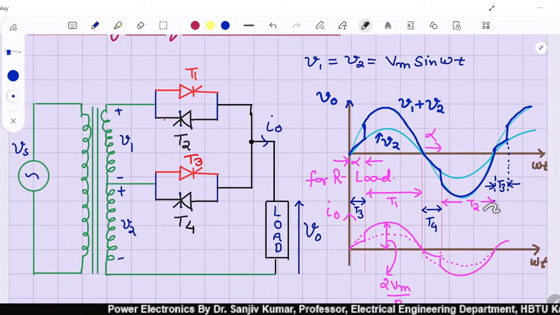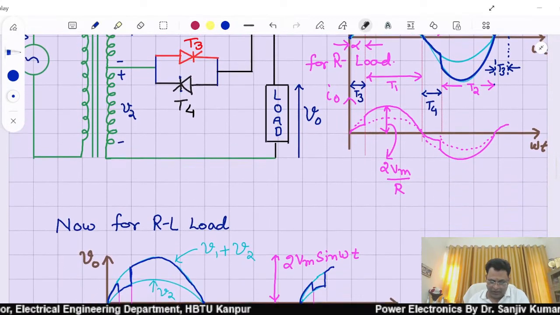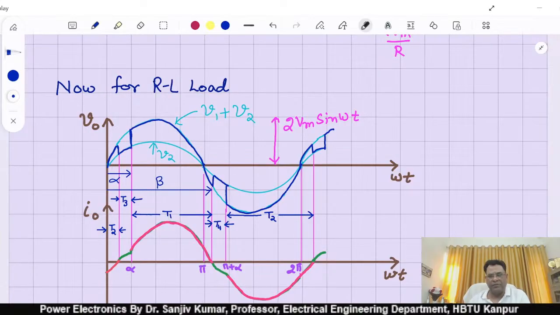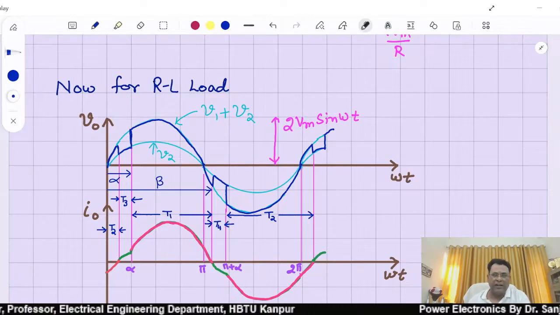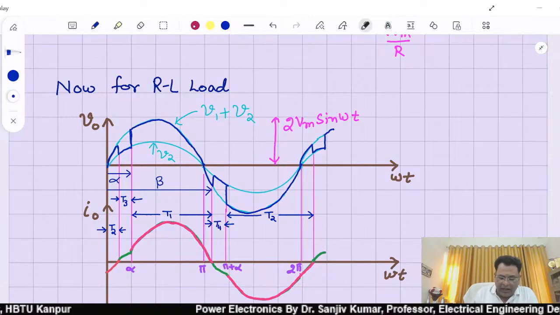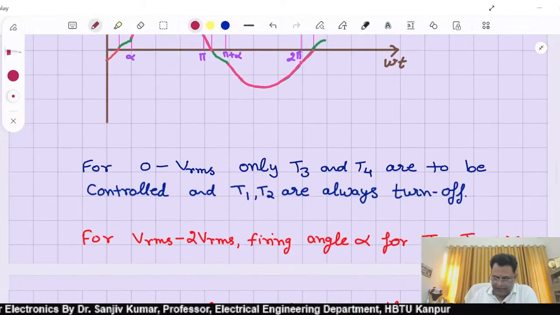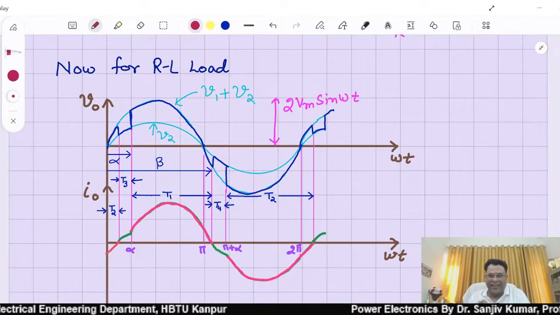and the cycle goes on. Now let us see the waveform for RL load. See, power electronics is the game of switching. How you trigger the device, that will give you the desired output, right? So as I said, let me also mark this. Let me check. I have already marked after this, so I am not going to show you now.